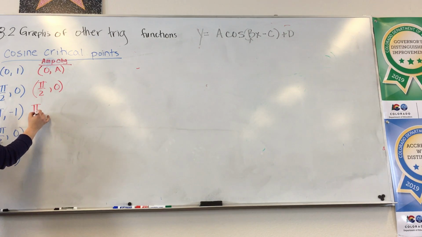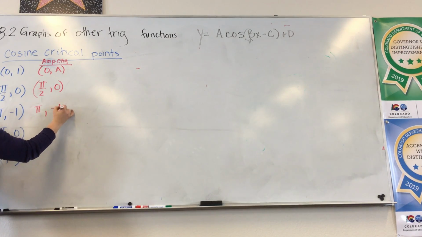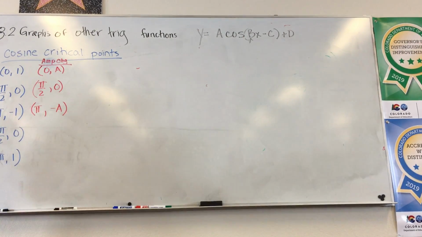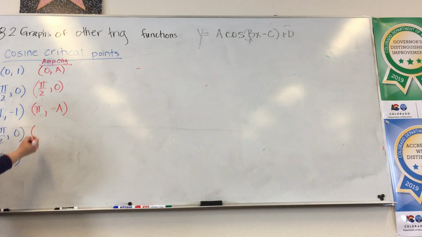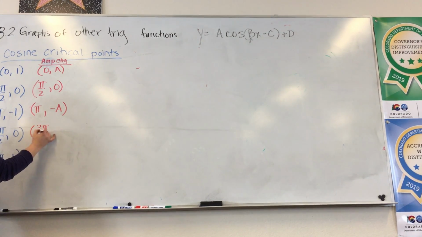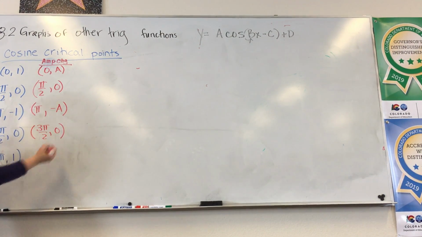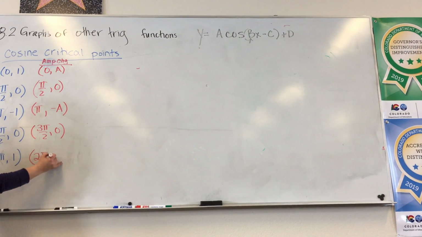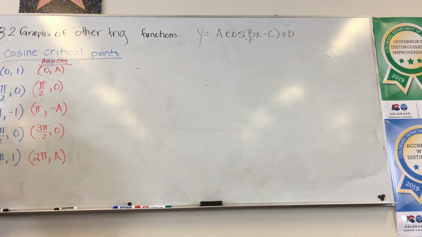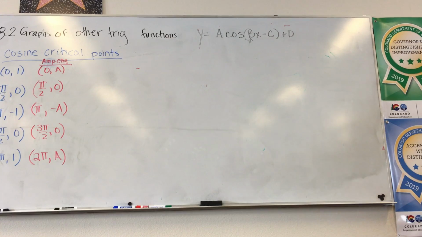At pi, -1, so it's going to be -A, because we're going to pull that minimum down farther. Does the 0 change? No. And then at the end of the period, 2 pi and A, because it goes back up again at the end.